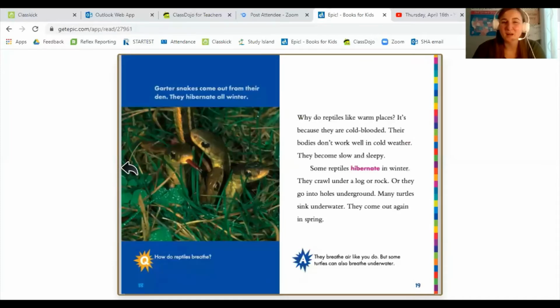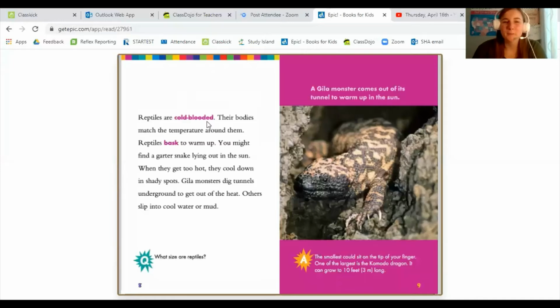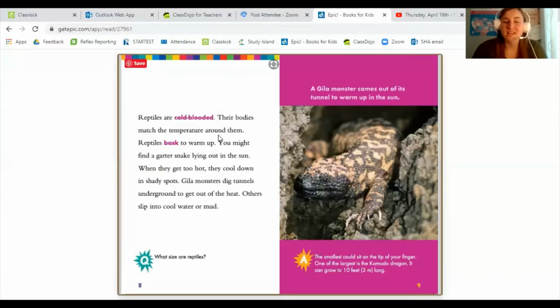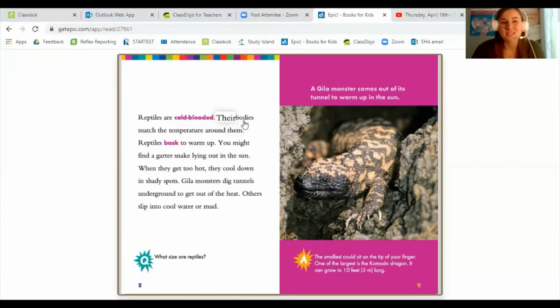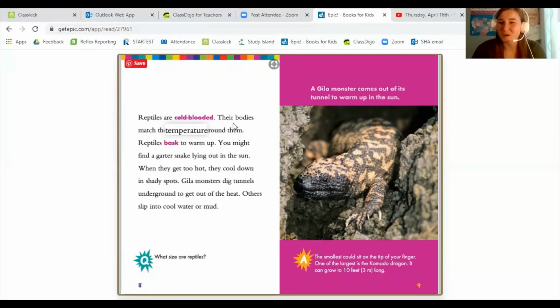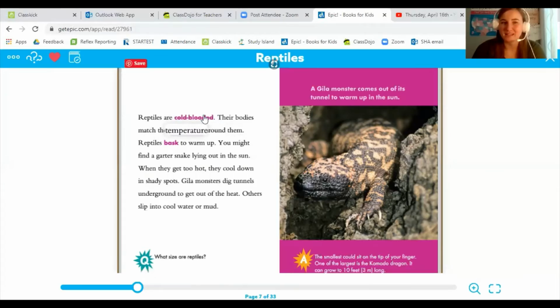Okay, we're going to do a couple more, and then you're going to get to use this on your own. Cold-blooded. Reptiles are cold-blooded. Their bodies match the temperature around them. Second grade, this one is so easy because this sentence is exactly the definition. So I'm using my context clues, using this sentence to determine the meaning of this word. So I can determine that cold-blooded means their bodies match the temperature around them.